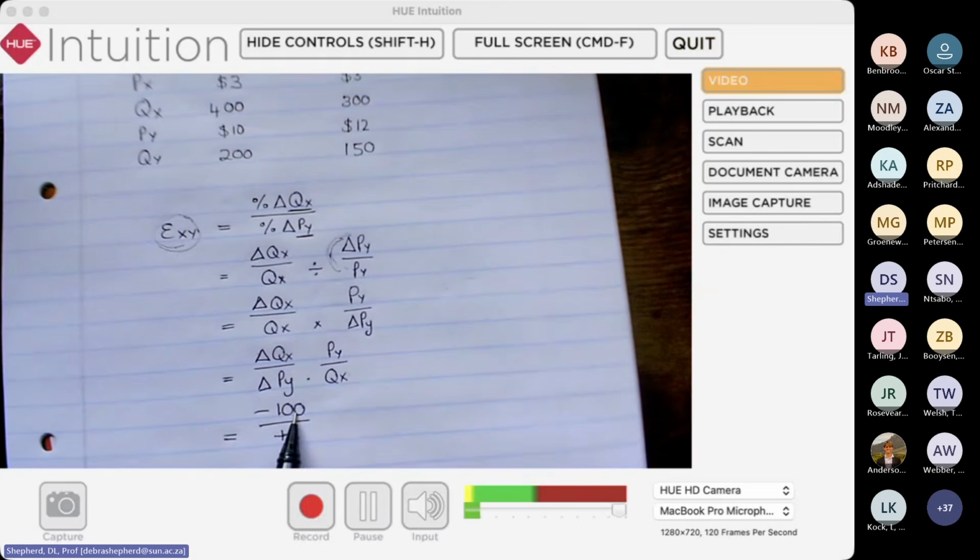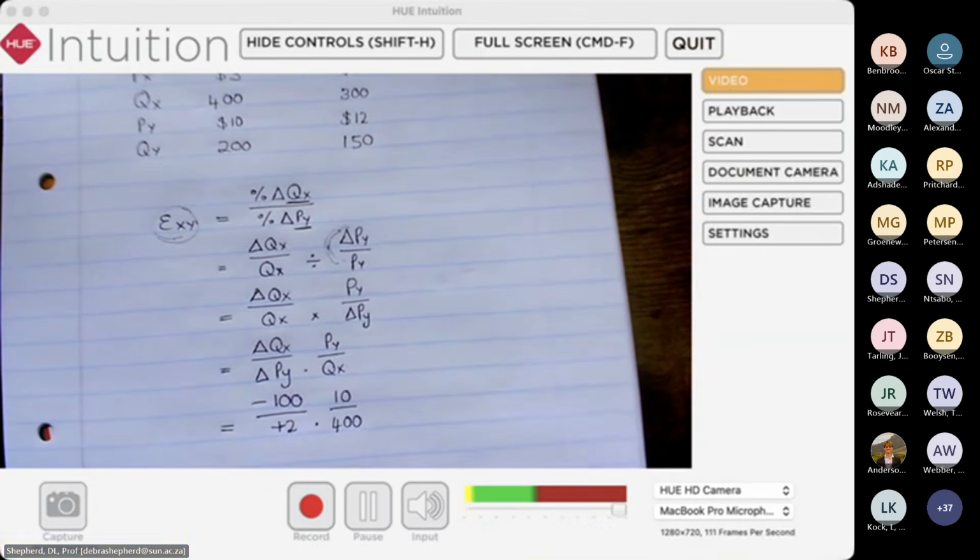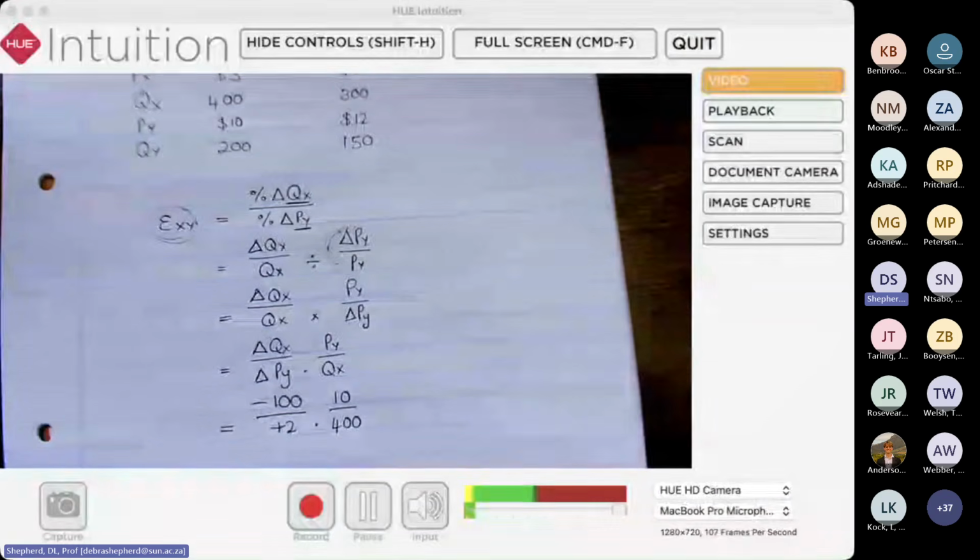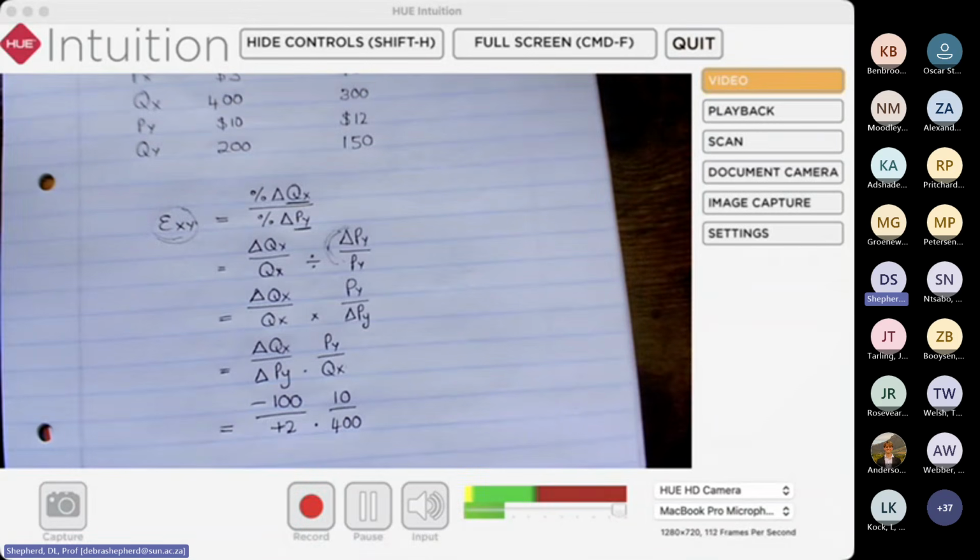So that's the change in the quantity of X. That's the change in the price of Y. And then the original price of Y was 10. And the original quantity of X was 400. So here I have my values subbed into my formula. So what I'm going to end up with is a cross-price elasticity value of minus 1,000 divided by 800, which is minus 1.25.